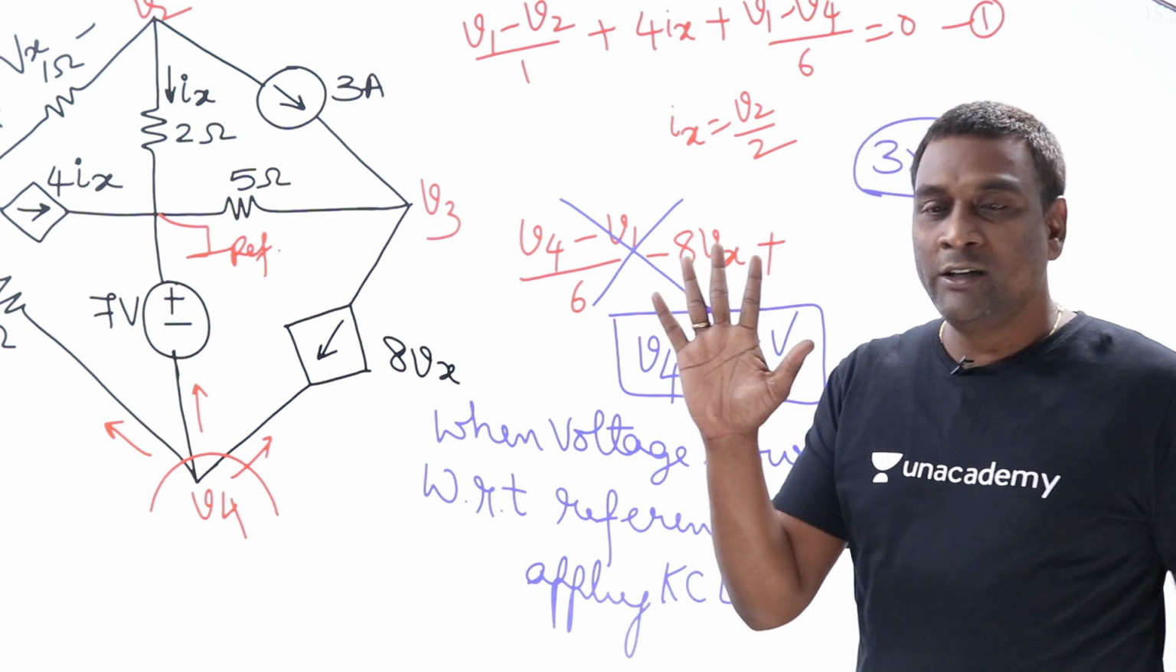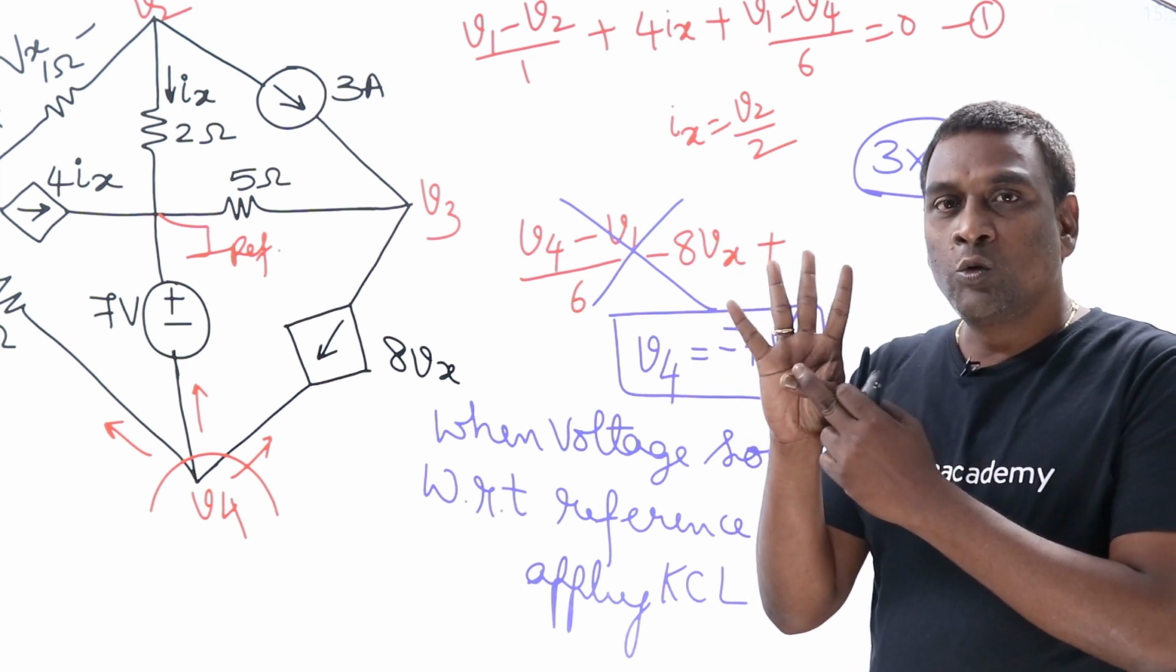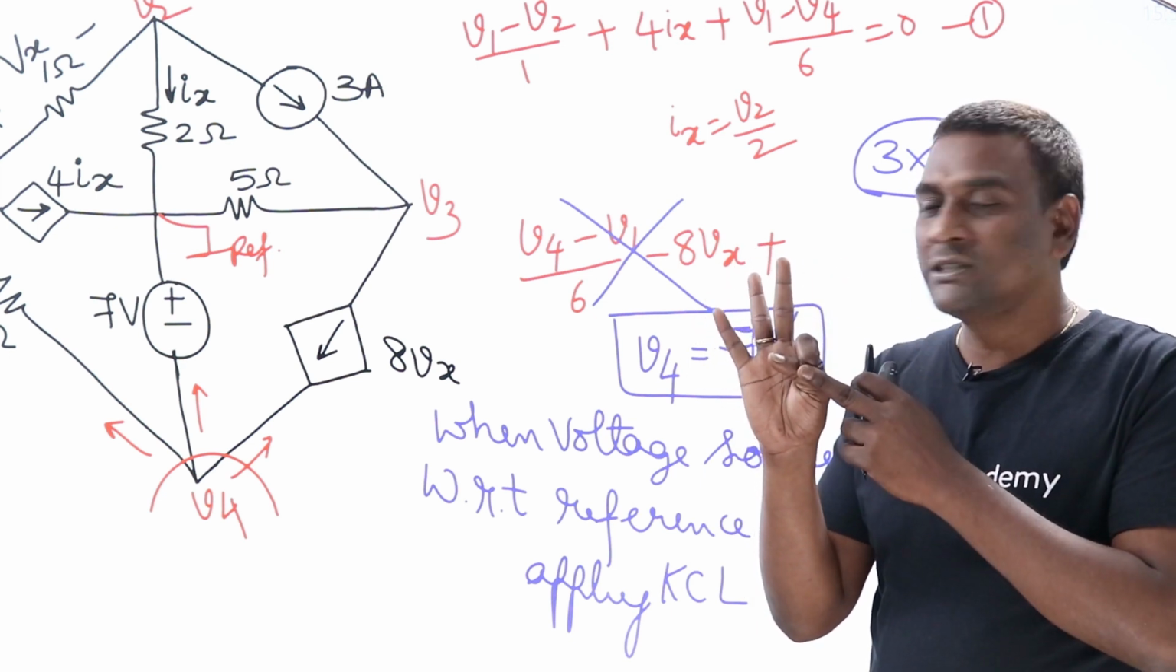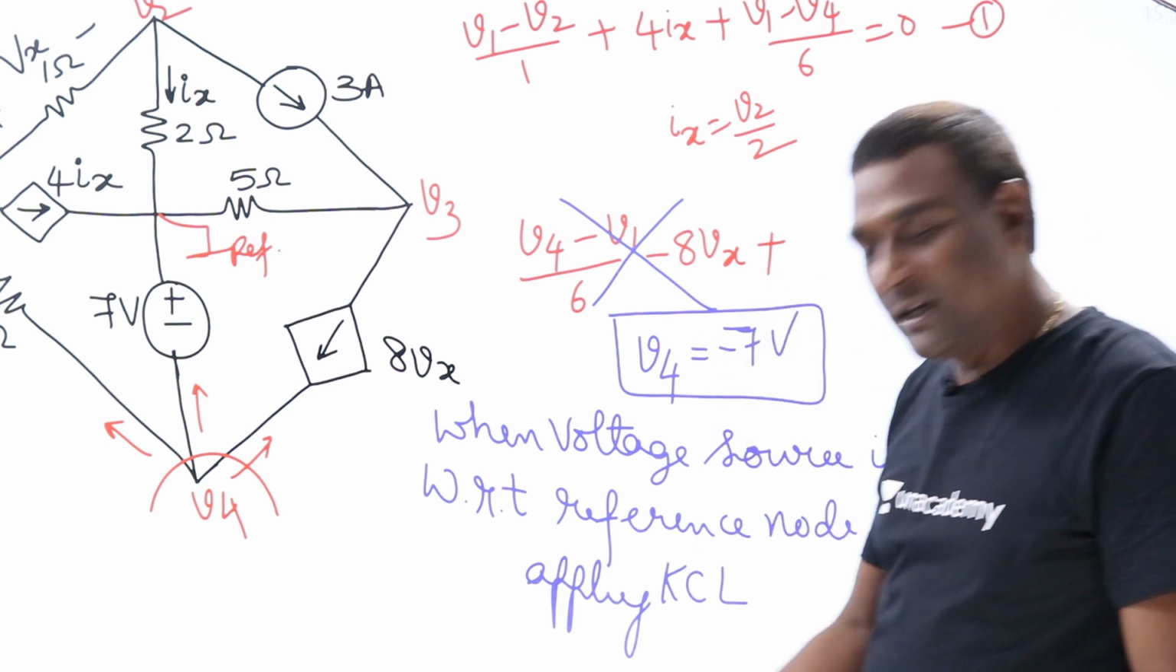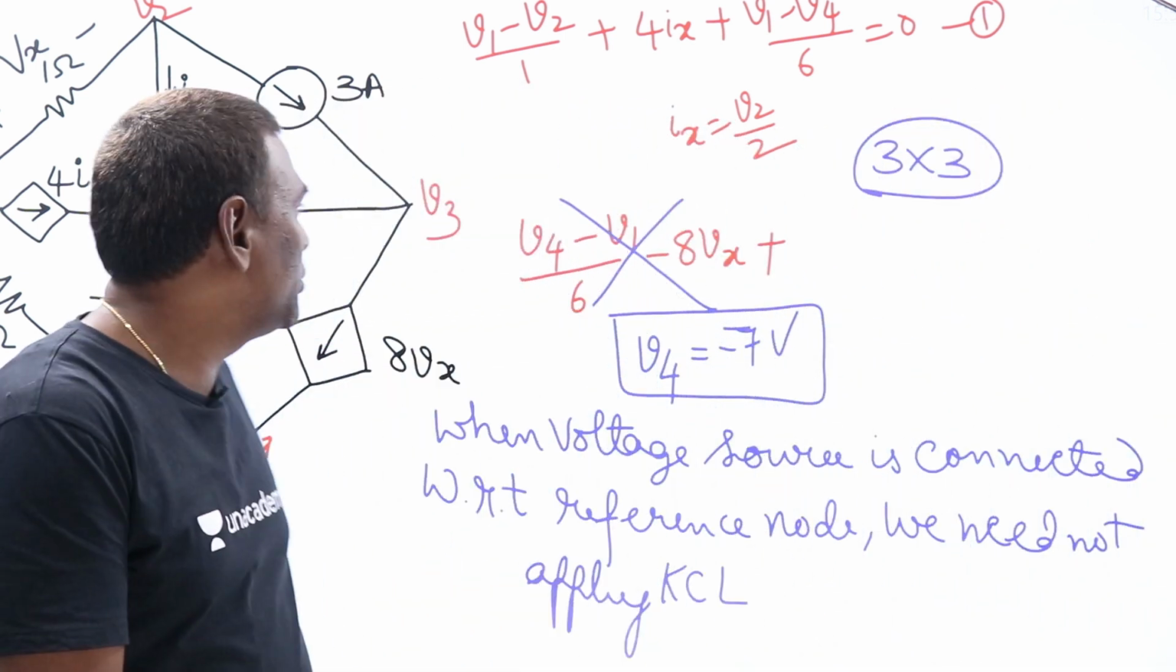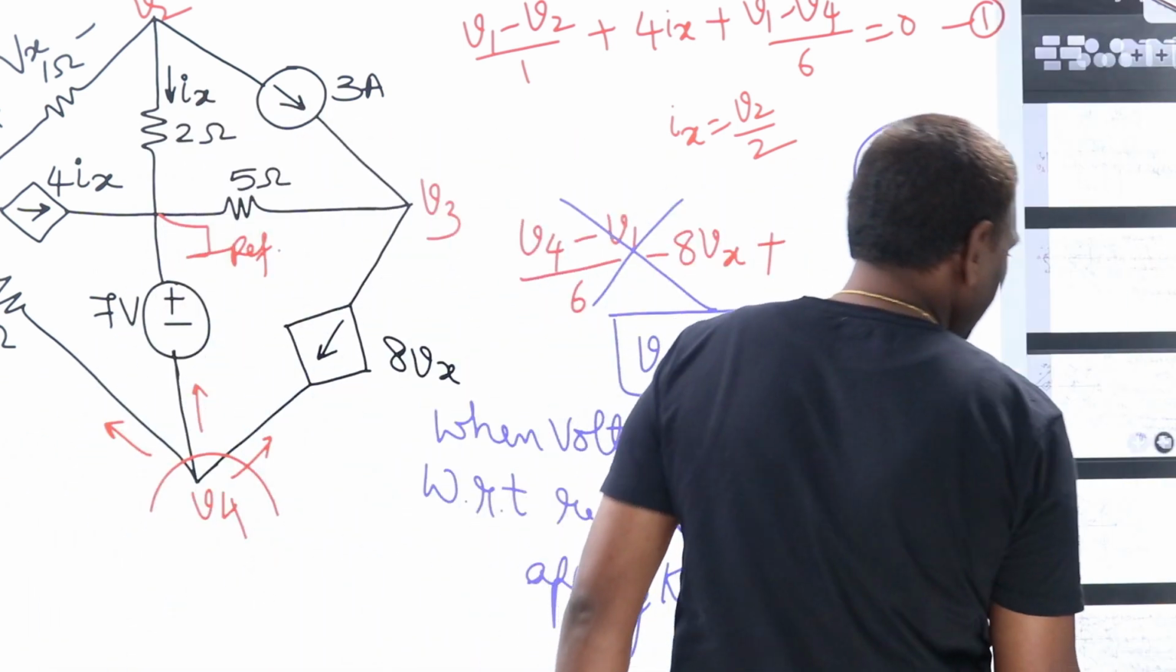Out of 5 nodes, 1 will go as a reference node. Out of 4 nodes, 1 voltage source is there. So 3 times KCL, 1 time is going to be a relation. Just by saying that, we will be able to find.